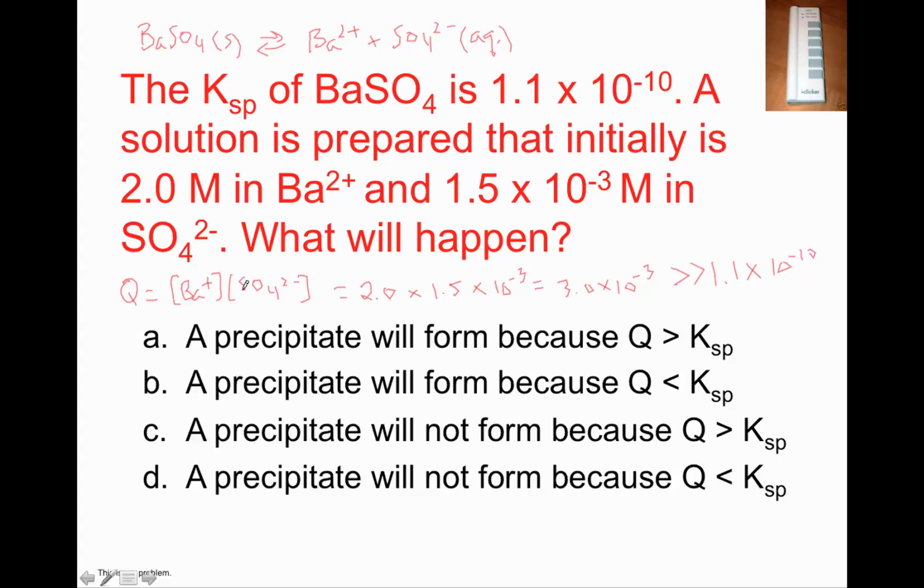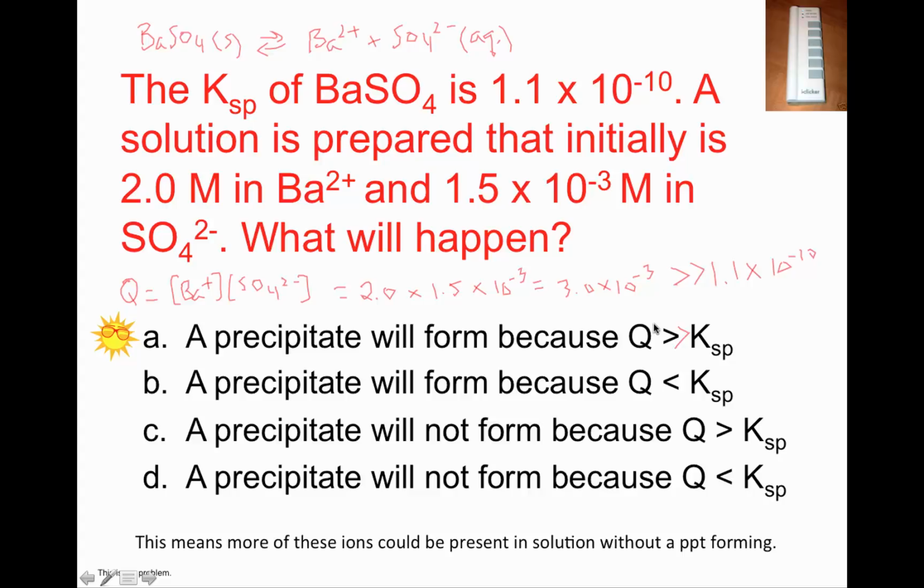How does Q get smaller? These concentrations go down. What does that mean? That means a precipitate will form. To drop these concentrations in solution, these combine, drop out of solution, and form the salt. Yes, a precipitate forms, and it forms because Q now is greater than Ksp, and we could even say it's much, much bigger than Ksp. So certainly a precipitate is going to crash out of this solution.